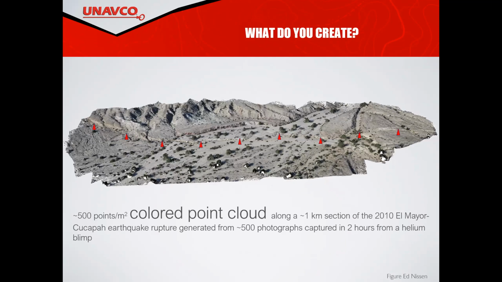So here's an image that someone took from a drone of a fault line. So this is the faults in the ground from earthquake activity, tectonic activity. It took 500 photographs over 2 hours. They had a blimp that they had a camera tied to, and the camera was just taking pictures every minute or, sorry, every couple seconds.